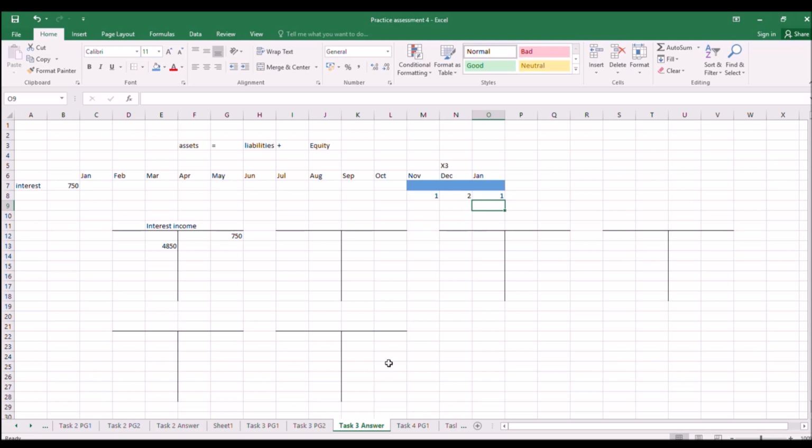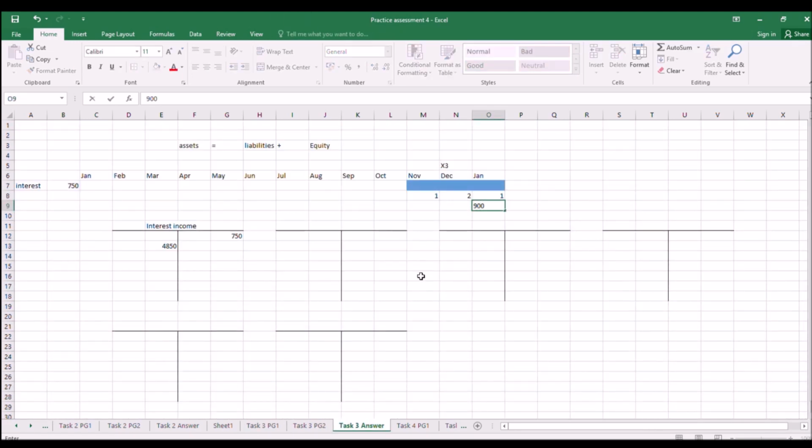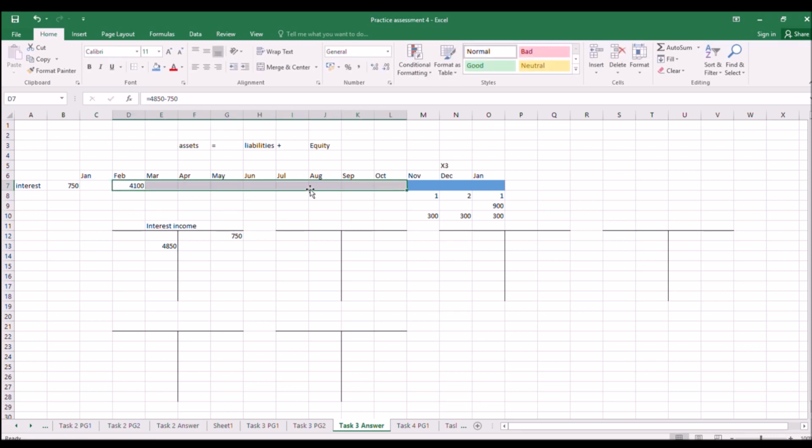So all of this payment in here, what did we get? £900. So divide that by 3. So 300, 300, 300. The accrued income would be the 600, the 2 months that are in the year. So you see, we had that 750. We had 4850 minus 750, relating to 4,100. We've received that related to this period here.